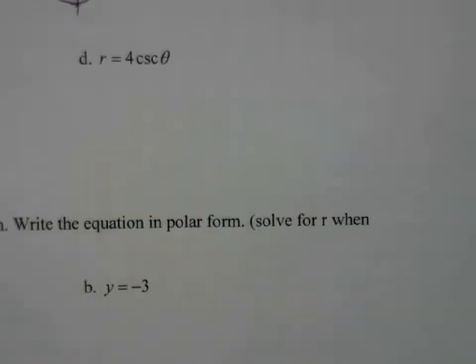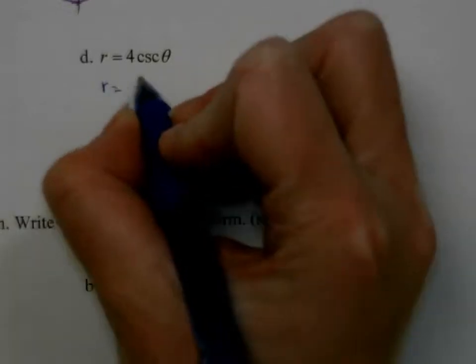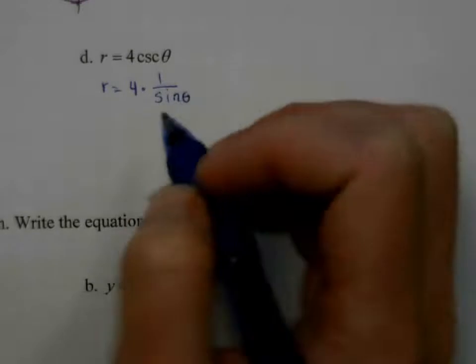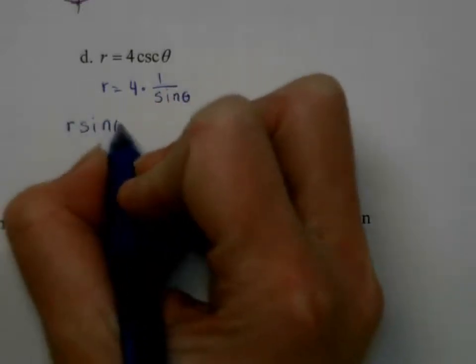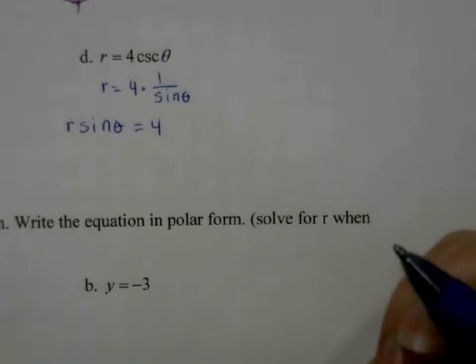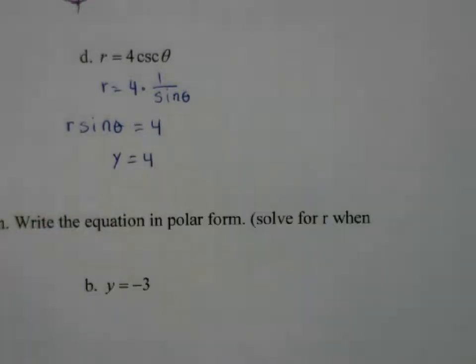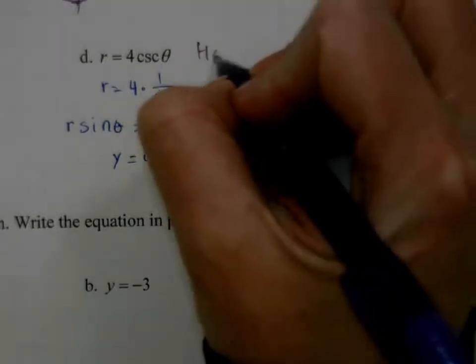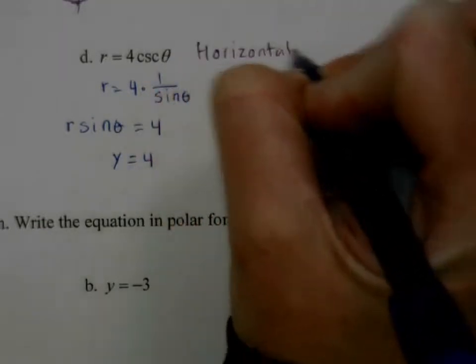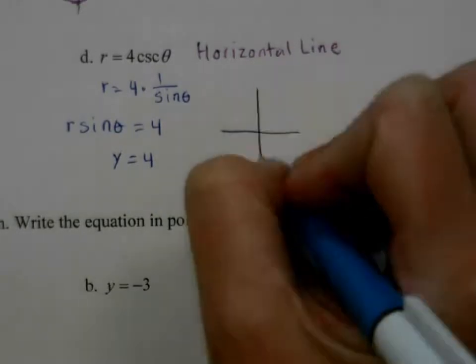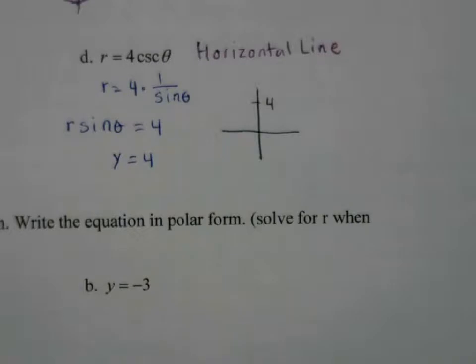Okay. This one I'm going to convert to polar first, and then we can get the equation for the line. So this is going to be 4 times 1 over sine. So I can multiply over the sine. So r sine theta equals 4. R sine theta is equal to y. Y equals 4 is a horizontal line. So to graph it, there's 4. There's my horizontal line.